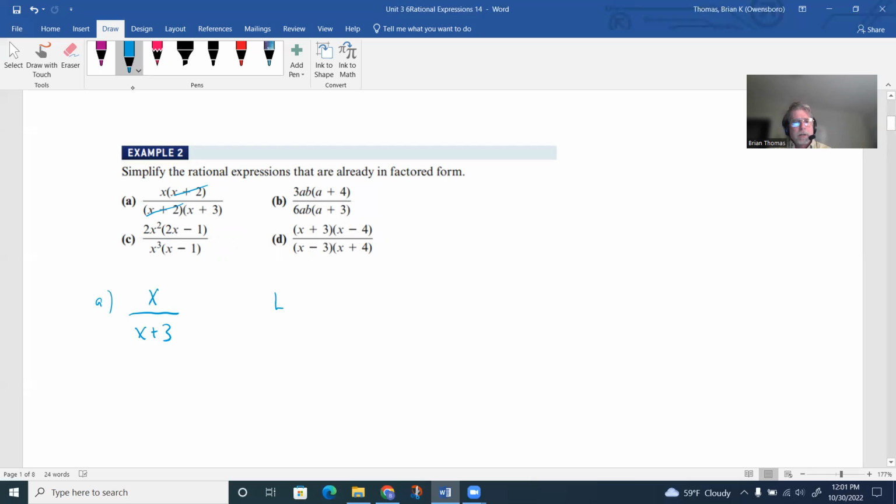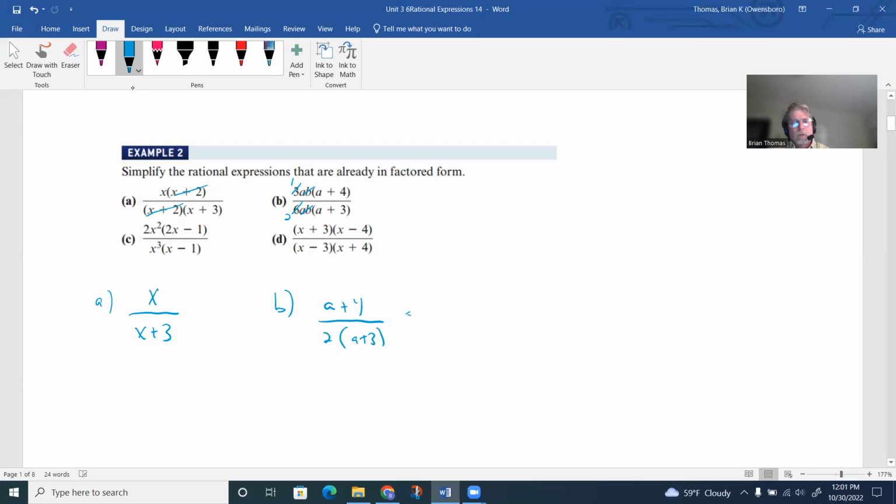If you look at B, notice how the 3 and the 6 have a like factor of 3 in them. So that turns into a 1, that turns into a 2. Notice how the A's will actually just totally divide out. The A plus 4 and the A plus 3 are not like factors, so they have to remain. So the only thing really left in the numerator is the A plus 4. The only thing left in the denominator is that 2 times this quantity A plus 3.